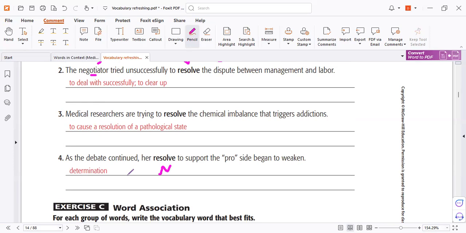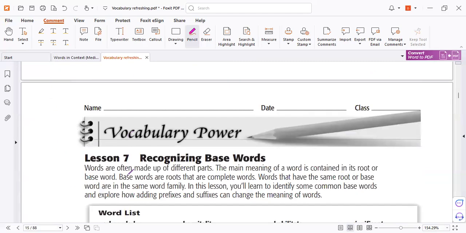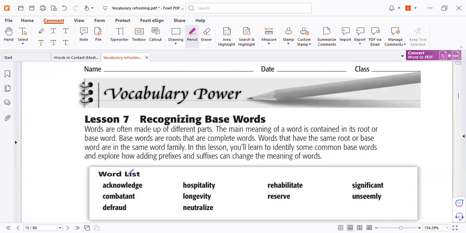So now do you know how to study the vocab? Yes. So next time you are responsible for lesson number 1 to lesson number 10.